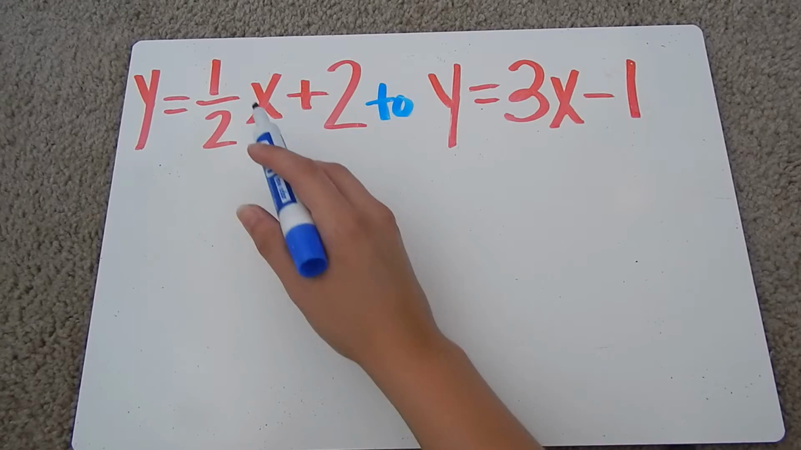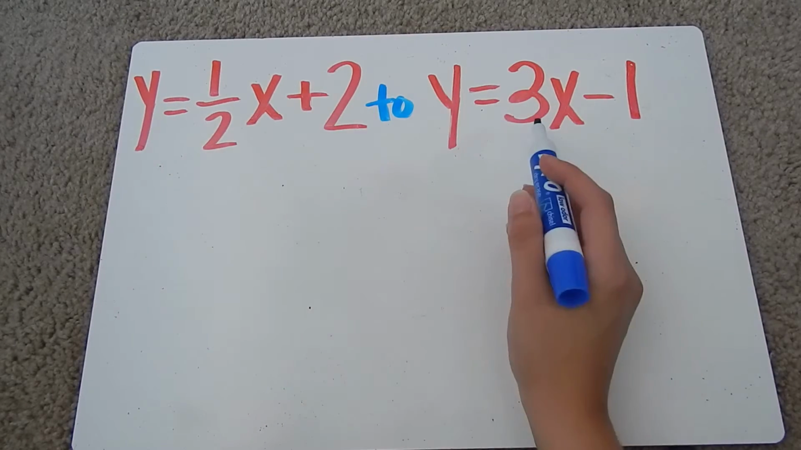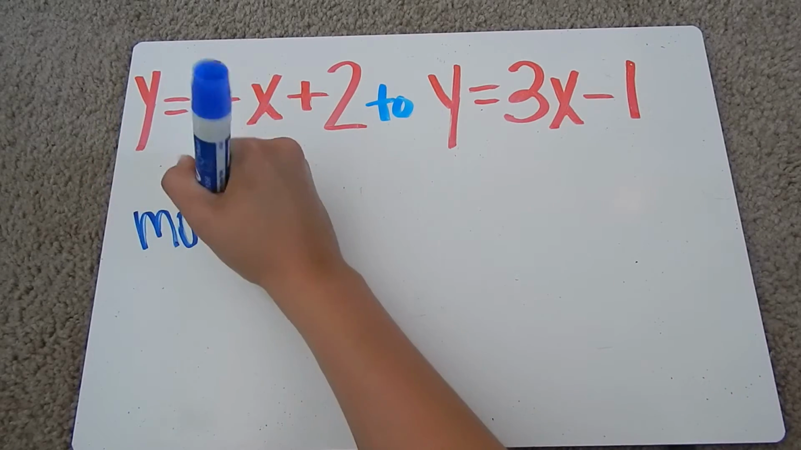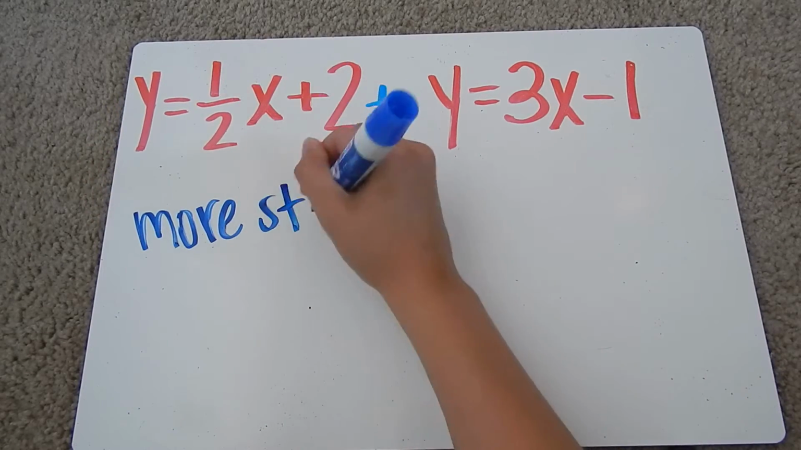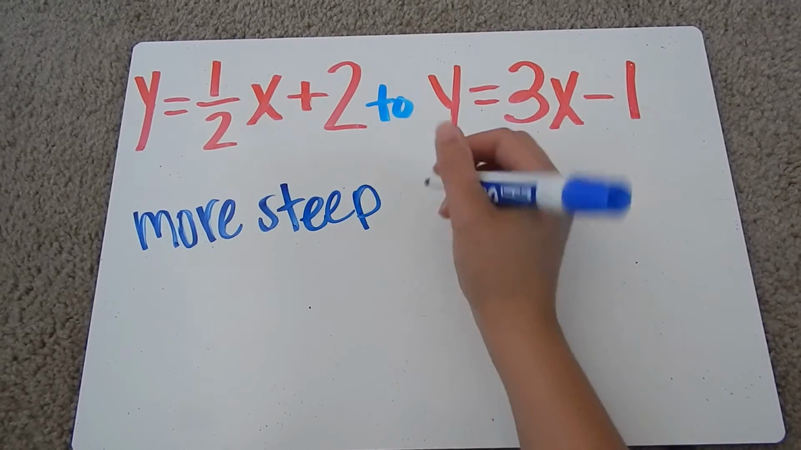Our slope goes from 1/2 to 3. So here 1/2 to 3 is getting bigger. That means we're going to be more steep. Our number is getting further away from 0, so it's more steep.